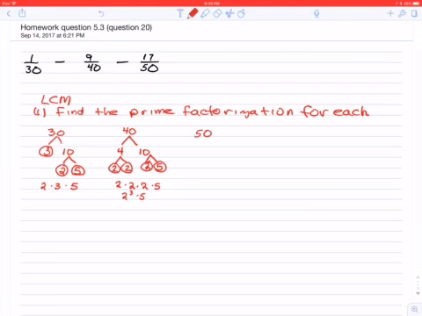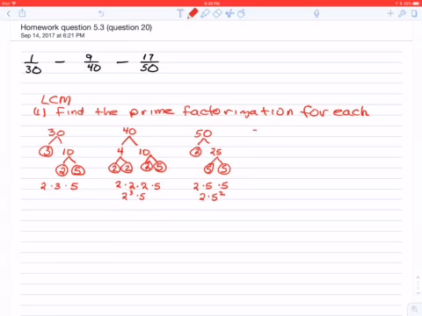50, I can break that down into 2 times 25. 2 is prime. 25 is not prime, so I can break that down to 5 times 5. Well, they're both prime. So the prime factorization of 50 is 2 times 5 times 5. Using exponents for that repeated multiplication, I have 2 times 5 squared.